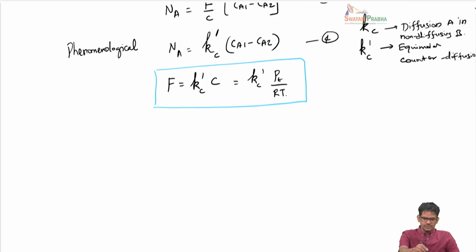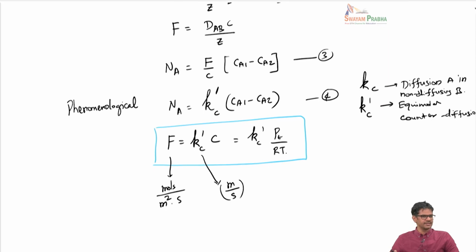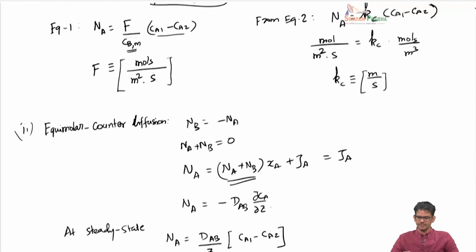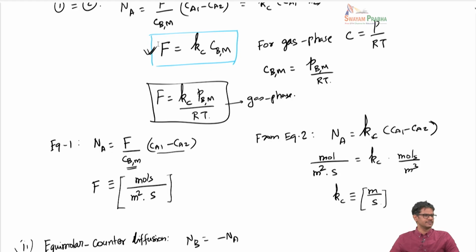In this case also the units of F will be moles per meter square second, and this Kc prime will be in units of meter per second. And you can see the relationship between F and K is different in the case of equimolar counter diffusion and in the case of A diffusing through non-diffusing B. So, it is important to know these relationships, which also depend on the nature of diffusion.